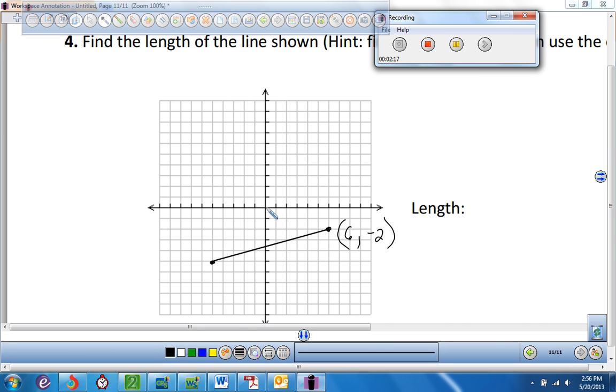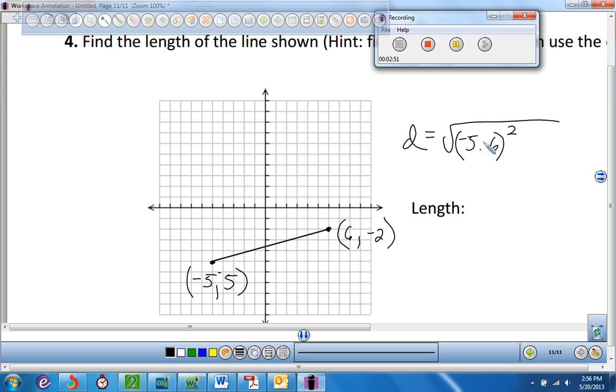And then we'll do the same thing. So we'll come over 1, 2, 3, 4, 5. So we're at negative 5 in the x and up in the y, 1, 2, 3, 4, 5. So negative 5, 5 for that. And so to find the distance, what we're going to do is take the change in x. So we're going to take negative 5 minus 6. And we're going to square that.